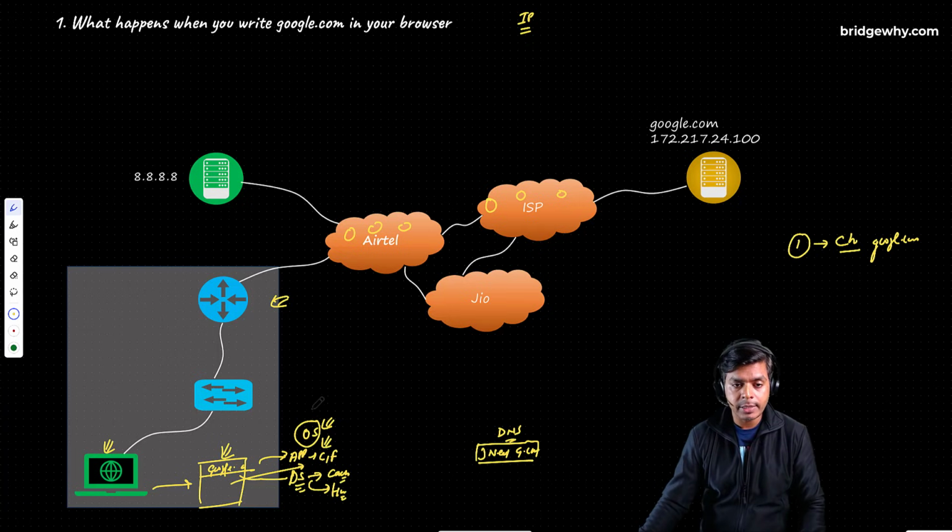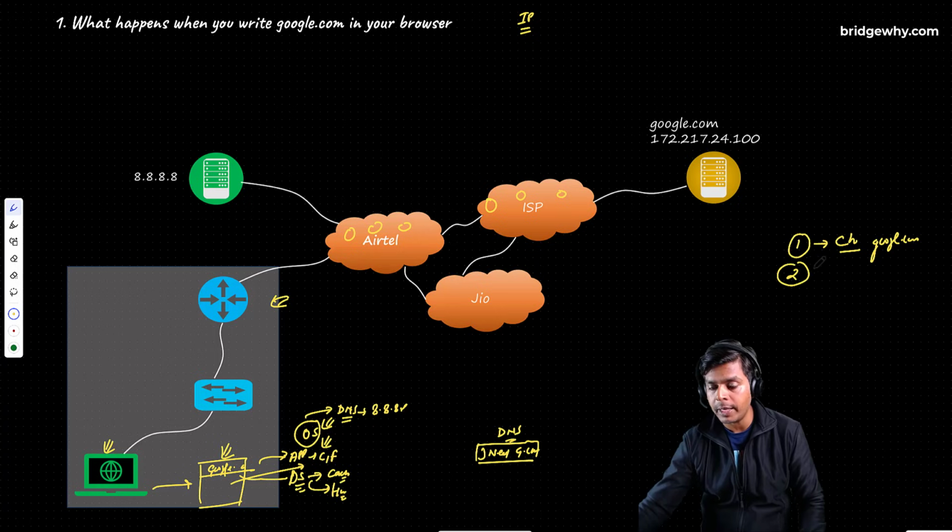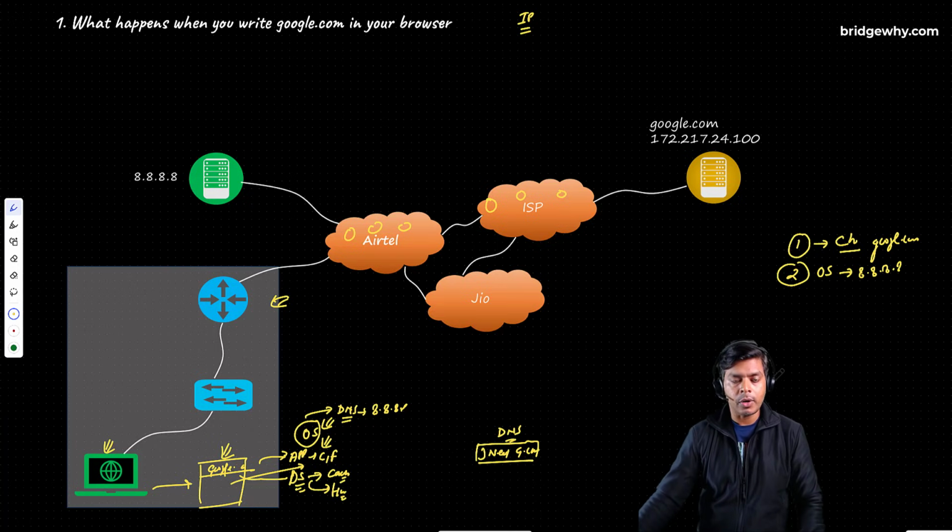An operating system sees its configuration, and in its configuration, somebody must have defined that the DNS server is 8.8.8.8. So in step number 2, what is happening? The operating system is reaching to 8.8.8.8, which is your what? Which is your resolver, right? Then what is the IP address of google.com, and where am I going to send my DNS query to? I will be sending my DNS query to 8.8.8.8.